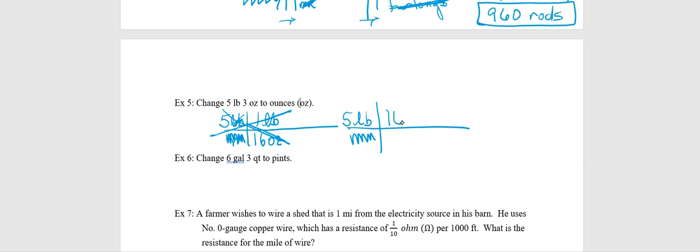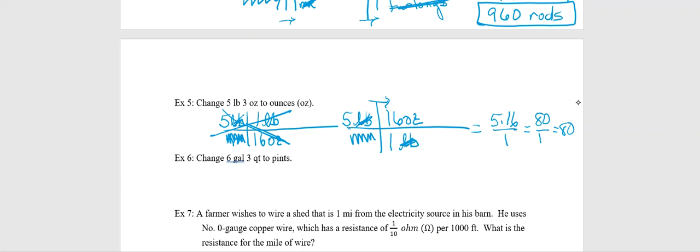So my ounces have to be on top and my pound has to be on the bottom, because see, now my pound can cancel, whereas it couldn't before. So I'm in ounces. So I have 5 times 16, and I have the 1 on the bottom. 5 times 16 is 80 over 1, which is just 80.